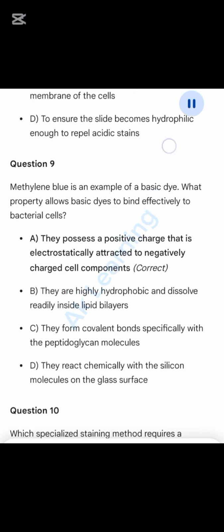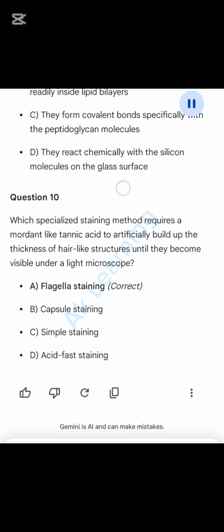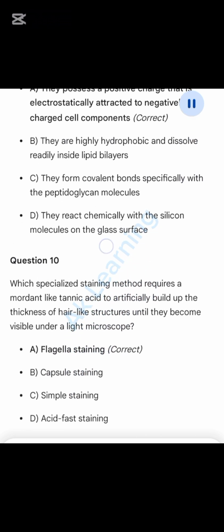Question 9. Methylene blue is an example of a basic dye. What property allows basic dyes to bind effectively to bacterial cells? A. They possess a positive charge that is electrostatically attracted to negatively charged cell components. Correct. B. They are highly hydrophobic and dissolve readily inside lipid bilayers. C. They form covalent bonds, specifically with the peptidoglycan molecules. D. They react chemically with the silicon molecules on the glass surface.